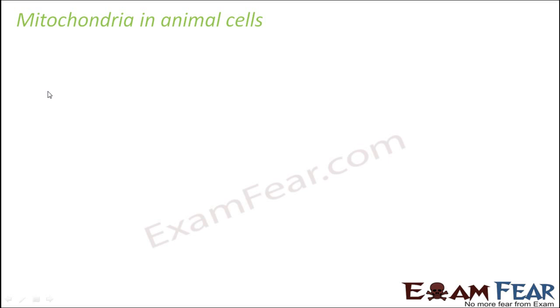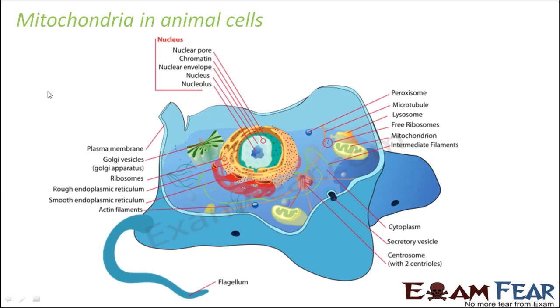Let us look at mitochondria in an animal cell. This is the animal cell, and where do we see mitochondria? This structure is the mitochondria. Now it can be many in number. You see this is also mitochondria. This is again a mitochondria. It can be many in number and it is uniformly distributed throughout the cytoplasm. Here you can see the outer membrane, the inner membrane, the cristae, the matrix, everything.